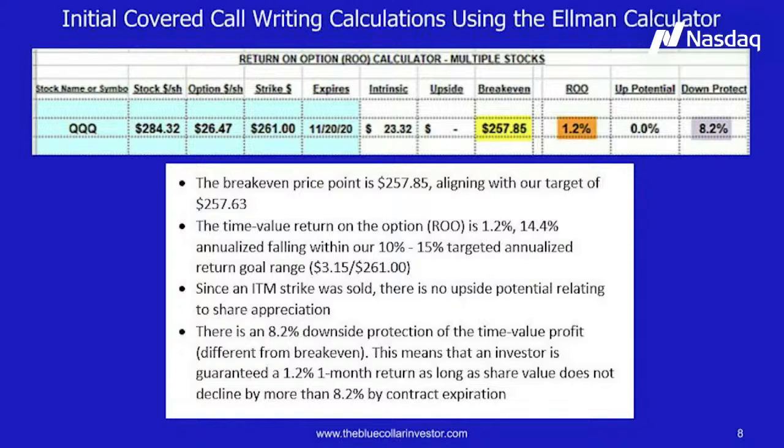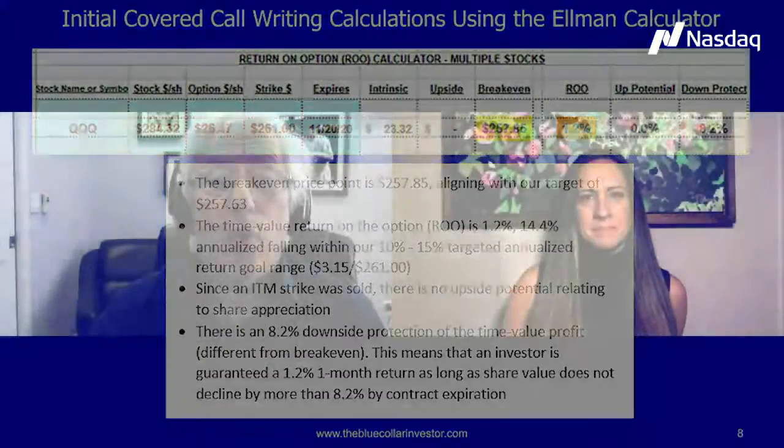And if we use the intrinsic value to buy down our cost basis from 284.32 down to the strike of 261, that comes out to a 1.2% 1-month return, annualizes out to 14.4%. Now, since this is based on one standard deviation, it's a high probability trade. The amount of protection we have of that 1.2% profit is 8.2%. That means the Qs can drop 8.2%, no more, and we still will have generated that 1.2%, 14.4% annualized return.